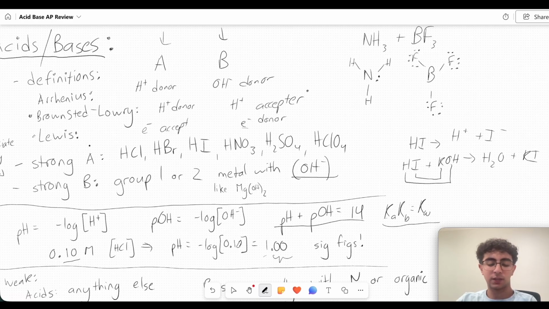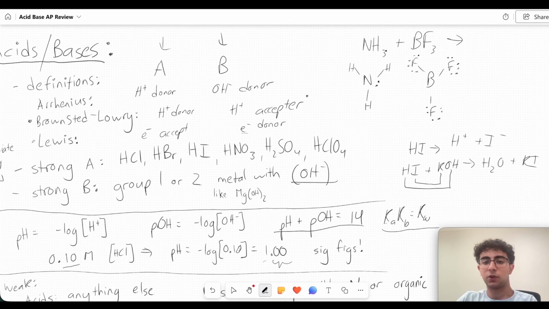So the reason the Lewis definition is important is because it defines reactions like this to be acid-base, even though they don't look like acid-base. This is a common MCQ on the AP. They could give you this and ask which is the Lewis acid or base.